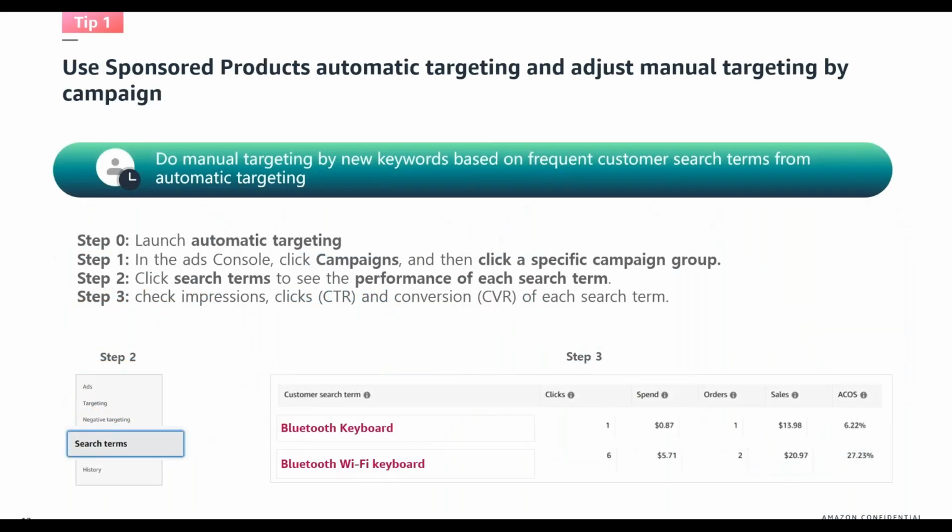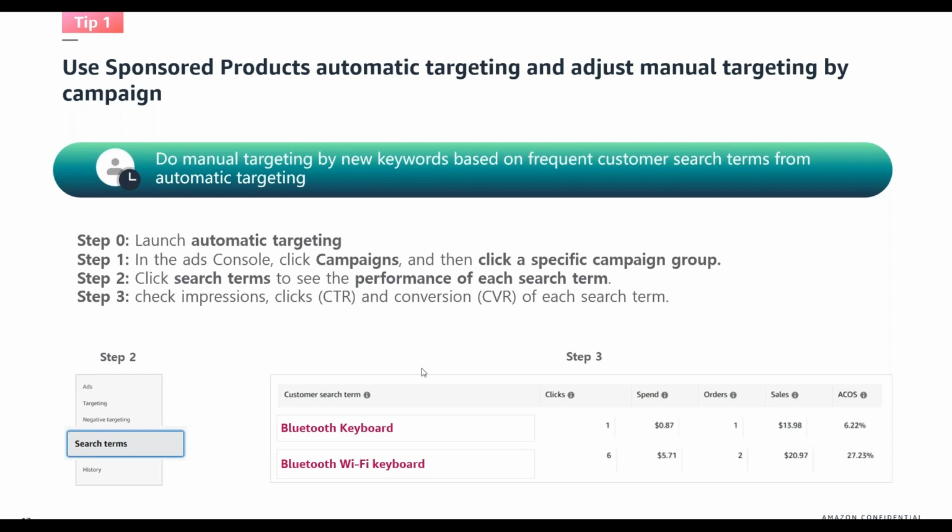So going straight into it. The very first step for most of the sellers that have been coming to my webinars, if you've watched my webinar replays, is always to launch automatic targeting. This is the search engine, the engine that is going to serve you the relevant keywords for you. And then step 2 is to click on the search terms in your ads console to see the performance of each of your search terms.